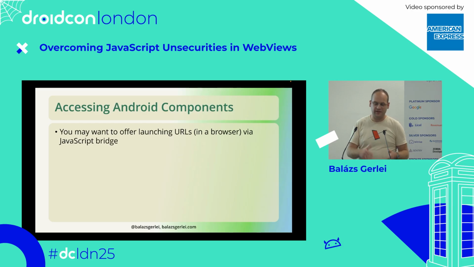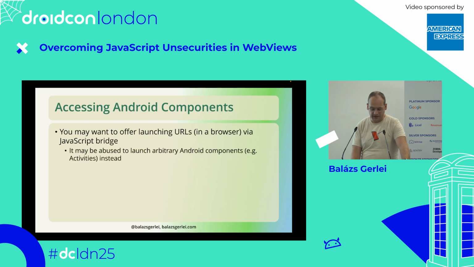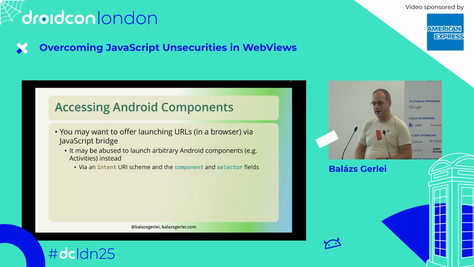In that case, sometimes the company wants to protect resources, web pages, web services or applications even, with client-side verification, basically endpoint verification. So there is a client that's running on the phone, and the web page, for example, can check whether that client is installed, and if not, then it can forward to the Play Store to be downloaded. So that's why you may want to actually offer launching URLs, for example, in an external browser from the JavaScript, from the website. But it may be abused to launch arbitrary components like activities, because again, HTTPS is not the only URI scheme.